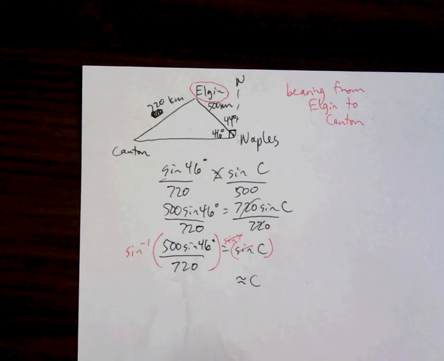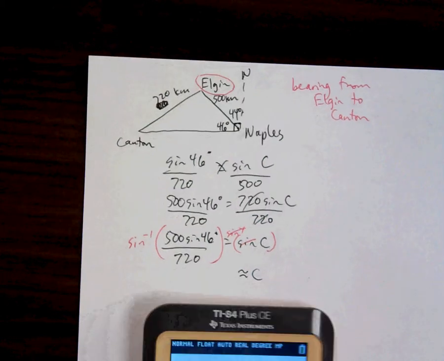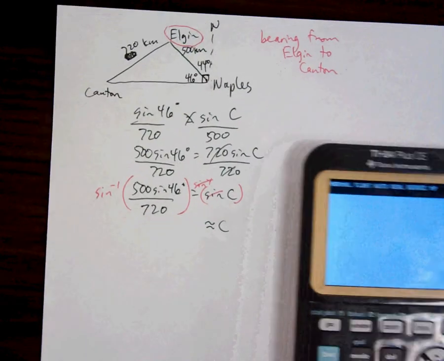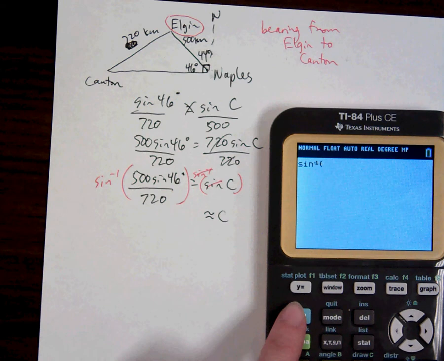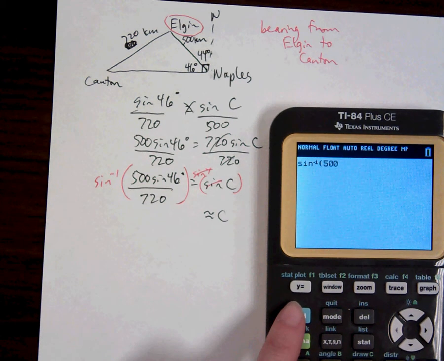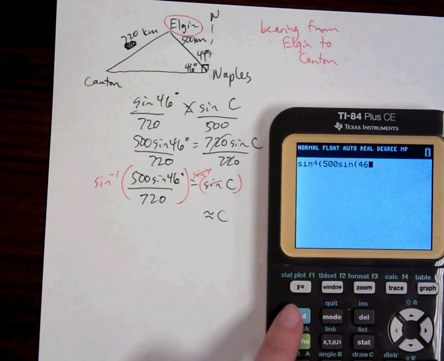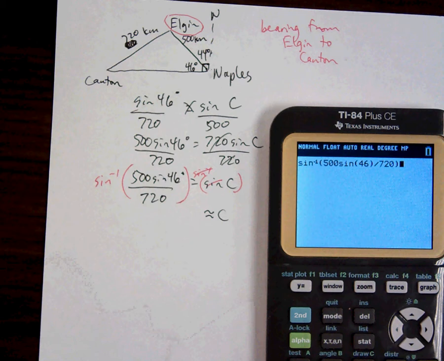Again, let's take this in all at once. Let me show you on the calculator that you don't need to ever round anything. Just type it in all at once. So second sine, I've got 500 sine 46. Make sure to close that parenthesis. Divided by 720. Let's close that parenthesis. So I'm doing inverse sine of all of it.